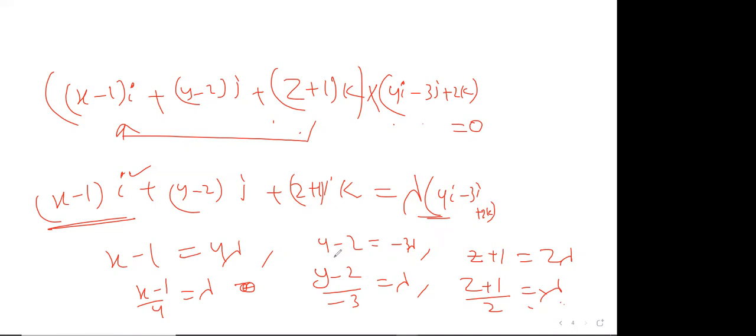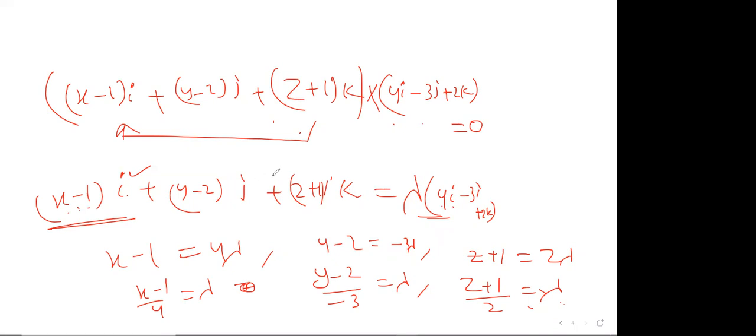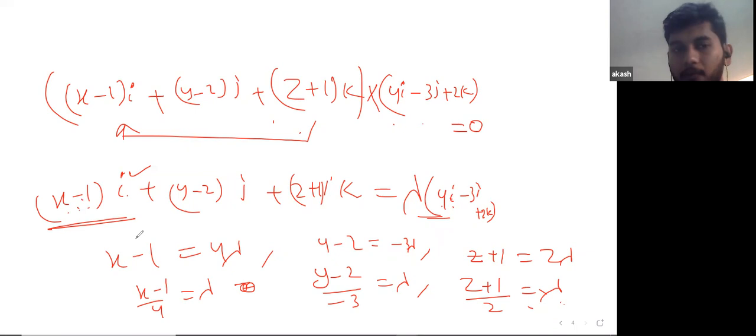You're replacing the ijk with the other values, right? No, I'm not replacing, I'm just comparing. The coefficient of i here is x minus 1, here is 4 lambda. So they must be equal. If two vectors are equal on both sides, that means the coefficients of i are equal. This is called comparing both sides.